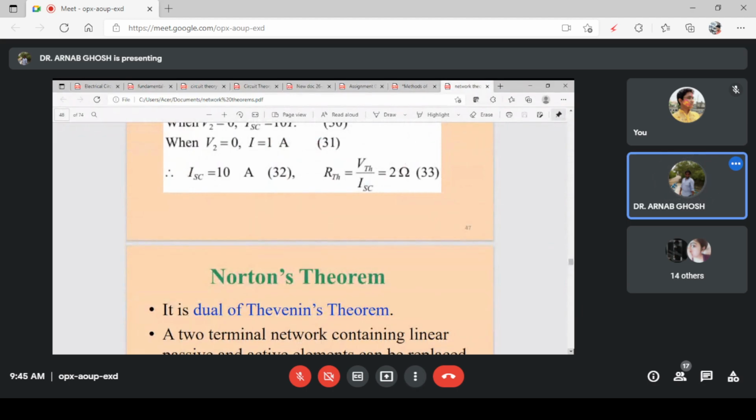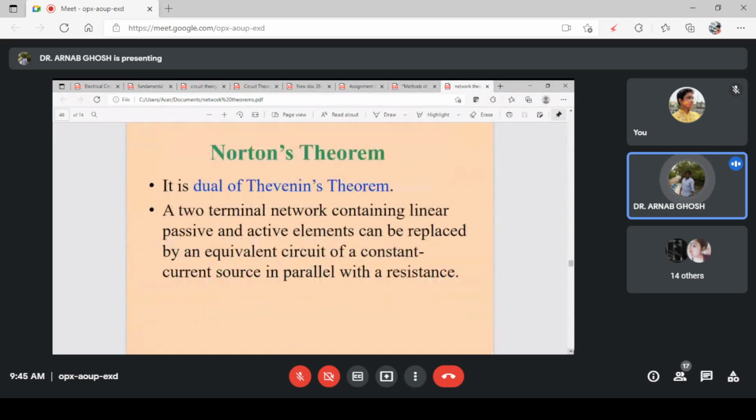So why am I saying the first thing is Norton's theorem? I am stating Norton's theorem as a dual of Thevenin's theorem. So first thing is, why do we state that? See, we have already done source transformation. In source transformation, what happened? A voltage source having a resistance in series was converted to a current source having the resistance in parallel.